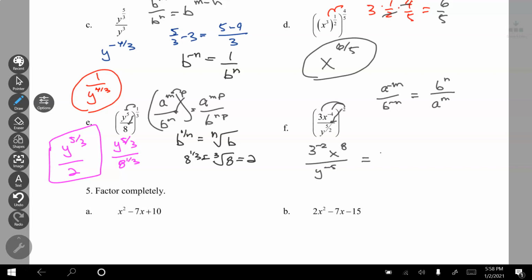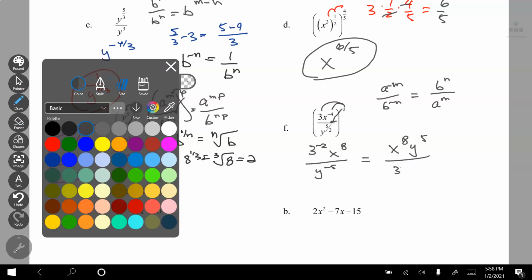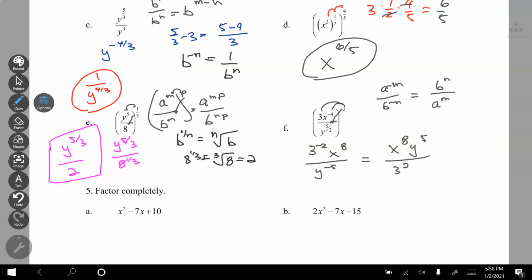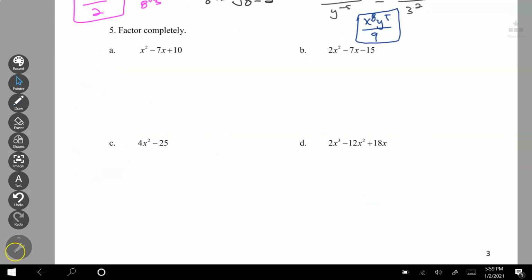If I do this here, I get x to the 8, y to the 5th, because the negative 5 goes on the top, and 3 to the negative 2 becomes 3 squared on the bottom. And when I clean this all up, I get x to the 8, y to the 5th over 9. Don't leave it as 3 squared, write it as 9.